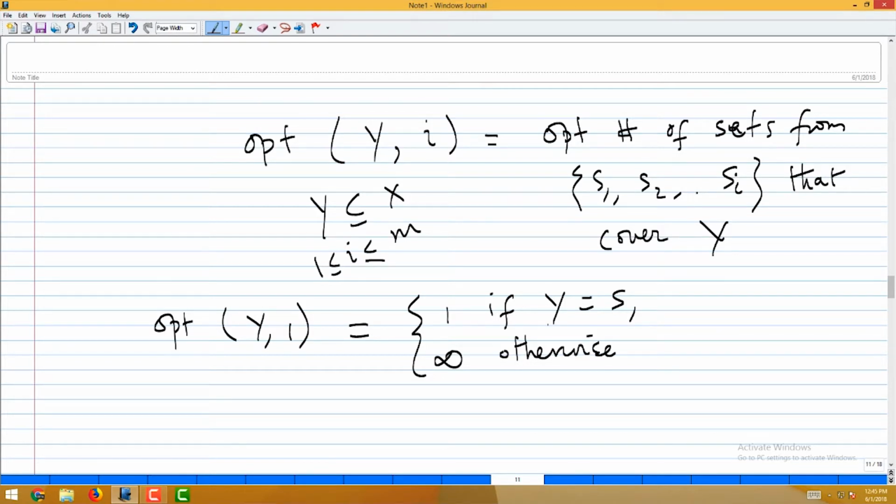Basically, I am telling you that I can't cover your set Y with S1 alone. But do I really need Y equal to S1? If Y is contained in S1, that is also good, right? Sorry, yeah, because I want S1 to cover Y. S1 may contain more things. So, this is the base case. So, base case for every set, for 1 I can compute it.